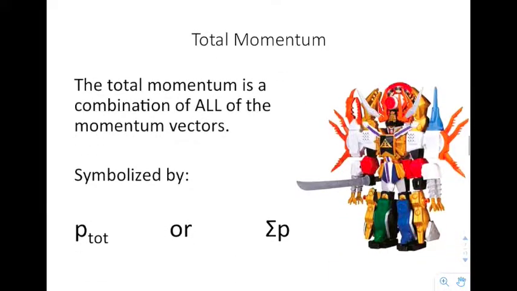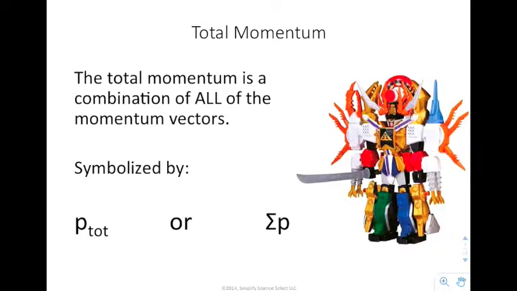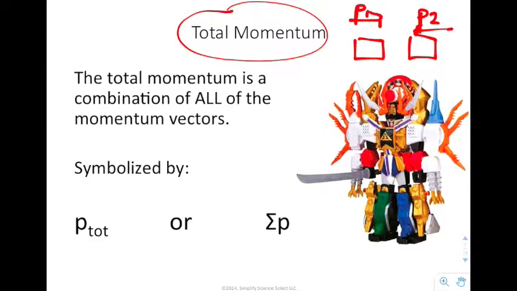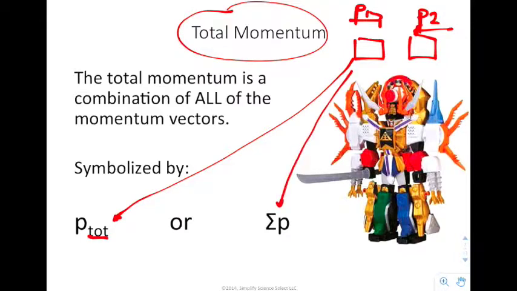So when we talk about the total momentum, we're talking about the momentum of the entire system. So if you have, let's say, two boxes that are moving towards each other, you would look at the momentum of the first box and the momentum of the second box, and you would combine those in what we call the total momentum. The total momentum can be symbolized two different ways. The first way is a P with a subscript tot. The tot stands for total. Or you can express it as a sigma P.